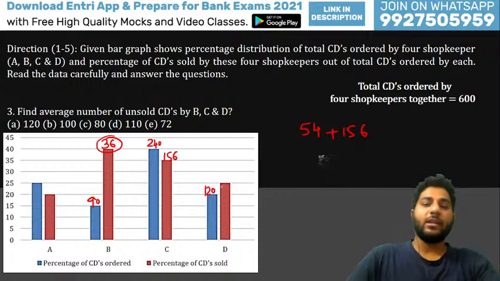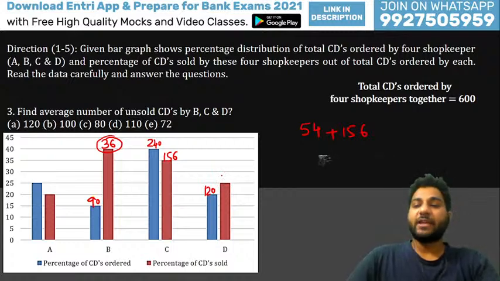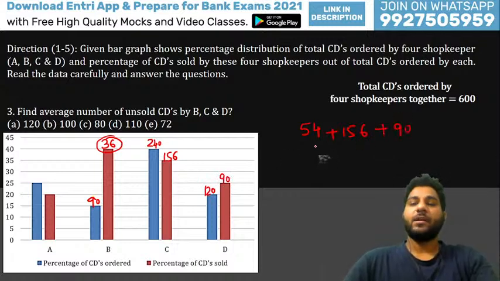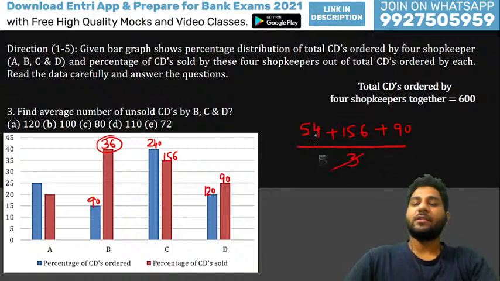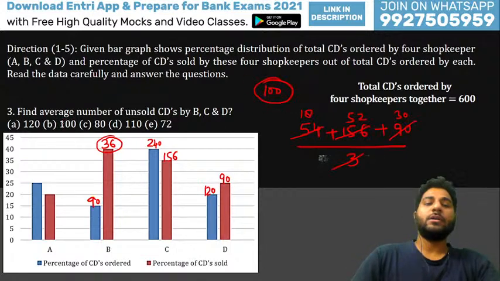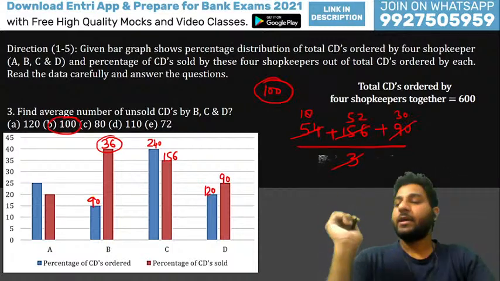You're doing really well. Out of 120, D had sold 25%, that means 75% have been left unsold. So it would be 90. And if you want the average, you will have to divide it by 3. Look at this: 18, 52 and 30. If you calculate all the data, you will find 100 as the average number of unsold CDs by B, C, D. So option B is the correct one.